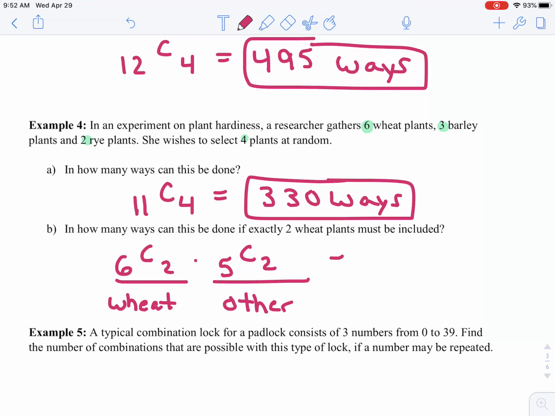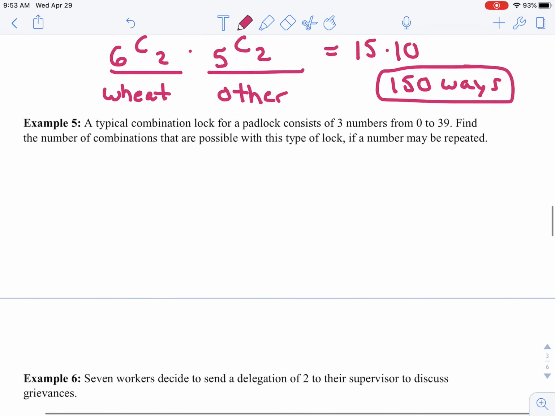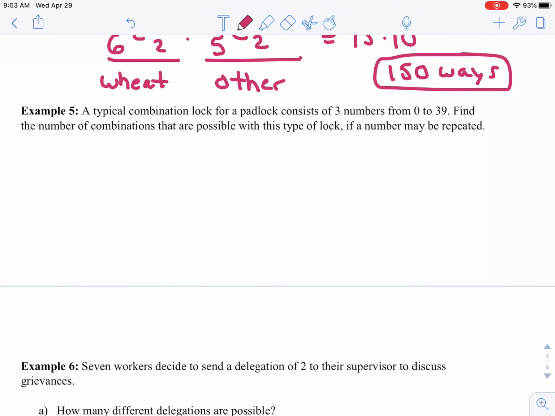Okay, so 6 choose 2, we get 15. 5 choose 2, we get 10. So we see that there's 150 ways. So again, we looked at how can we pick the wheat? Exactly 2. Well, there's 6 of them. How many different ways can I pick the 2? And then I have to pick 2 more to have 4 plants total out of those other 5. And then I'm going to multiply those together.